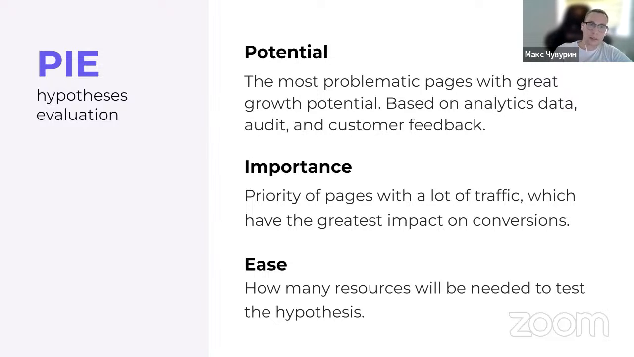The priority of pages with a lot of traffic, which have the highest impact on conversion. Ask yourself, what is more important for the business process? An article to add or to check and repair, or a product list. That of course would be the product list.